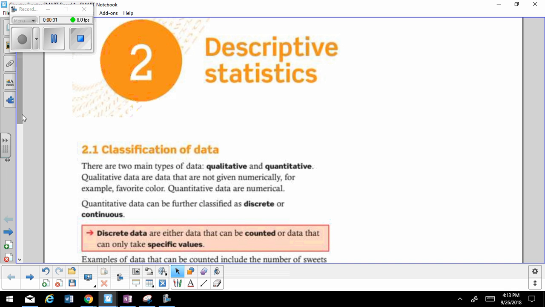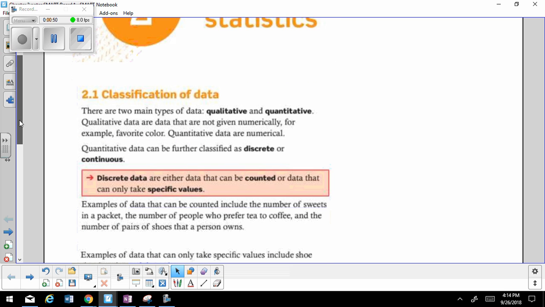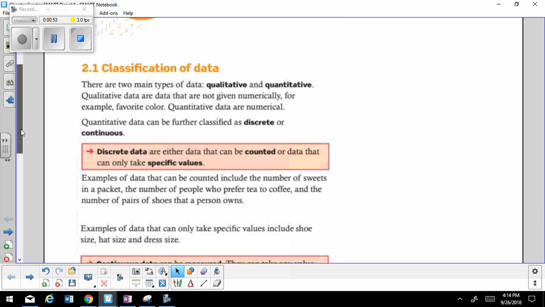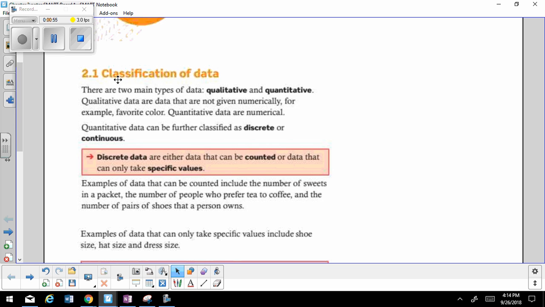What you're measuring, is it qualitative, is it quantitative? And then figure out what type of graphs and data that you're going to use to represent that information you collect. So to figure out what those things are, this says there are two main types of data, qualitative and quantitative. So I want you to go ahead and pause and read this section here.